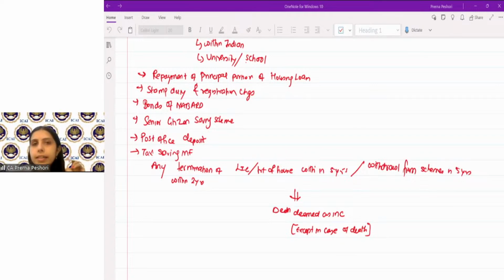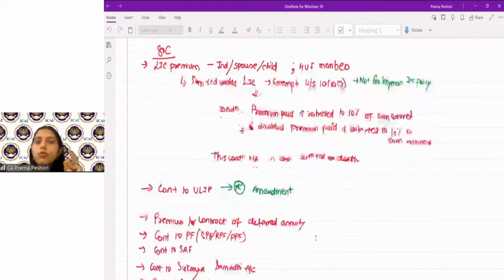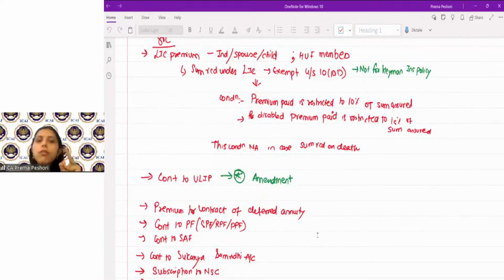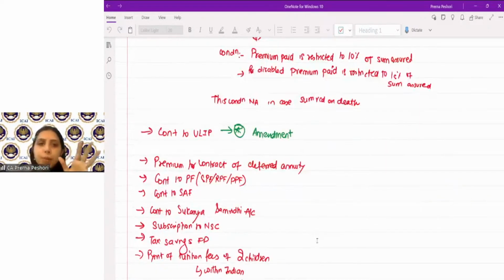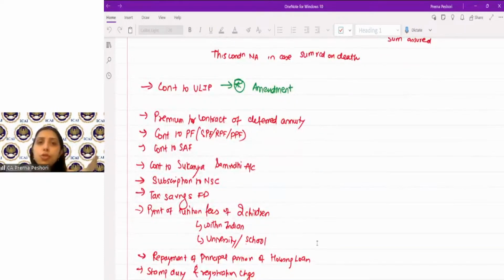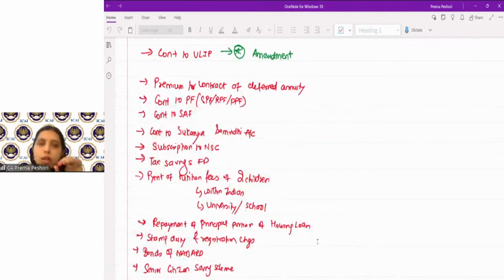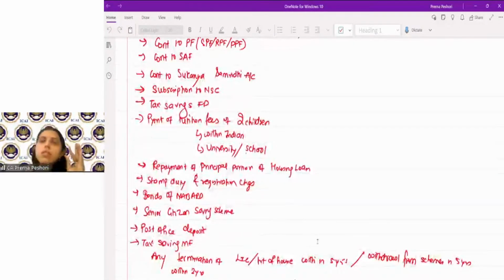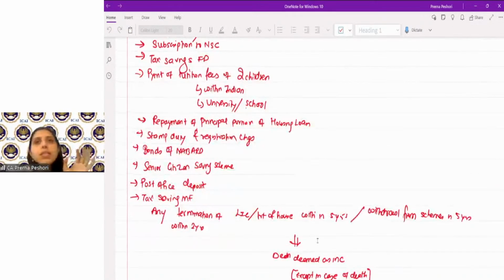Now, under 80C, if you remember, I have given you the list. So we have contribution to LIC, contribution to ULIP, premium for contract of deferred annuity, PF, SPF, RPF, Sukanya Samriddhi account, subscription to NSC, tax savings FD, tuition fees for university, repayment of principal portion, stamp duty charges, bonds of NABARD, senior citizen savings scheme, tax saving mutual funds. So all of this is allowed as deduction under 80C.